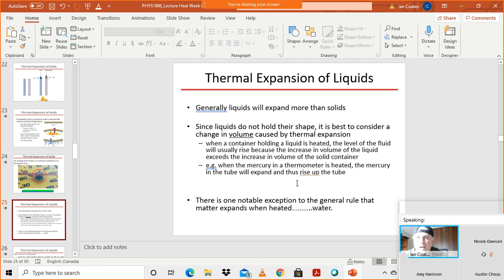Now you look at mercury. Mercury is the only metal that's a liquid at room temperature. So when the mercury in a thermometer is heated, the mercury in the tube will expand and go up the thermometer. When it gets cool outside, the mercury contracts and goes down the thermometer. That's how it works. There is one notable exception to this rule, and it is water.